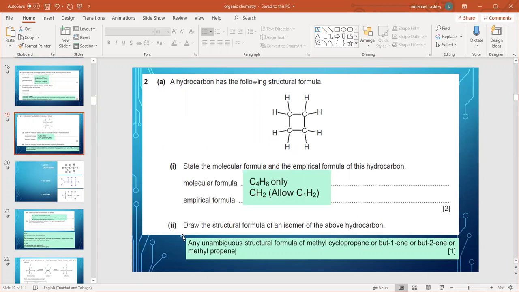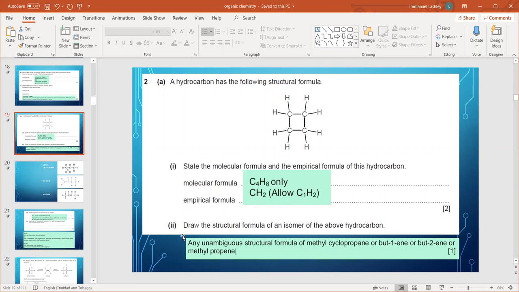But the empirical formula is CH2. The reason is that if you take the C4 and divide it by 4, you end up with 1, and if you take the 8 and divide it by 4, you end up with 2, because 4 goes into 4 and 4 goes into 8. So we break it down as much as possible, and that gives us CH2 as our empirical formula, which is the simplest whole number ratio.